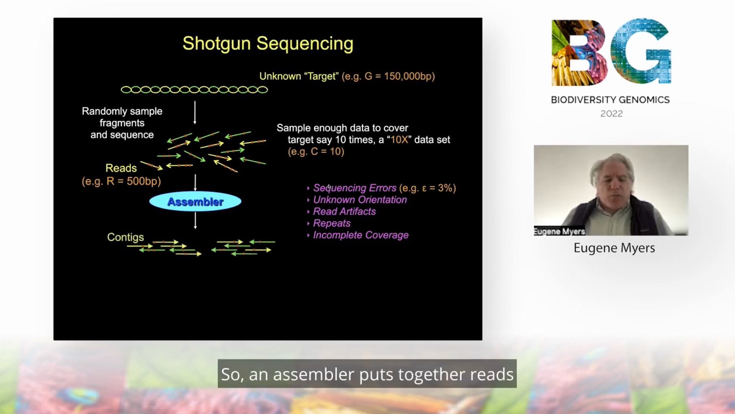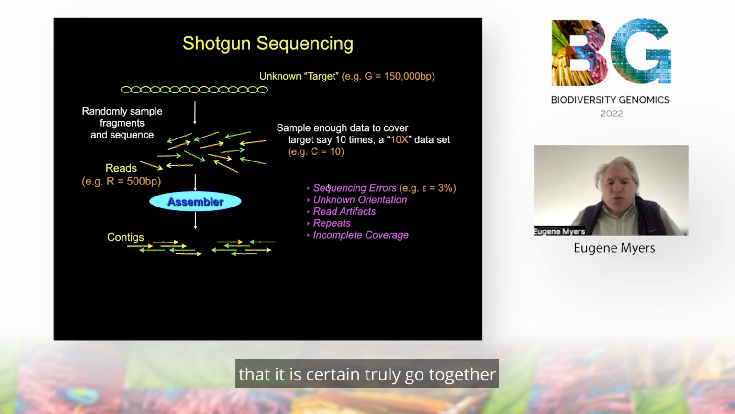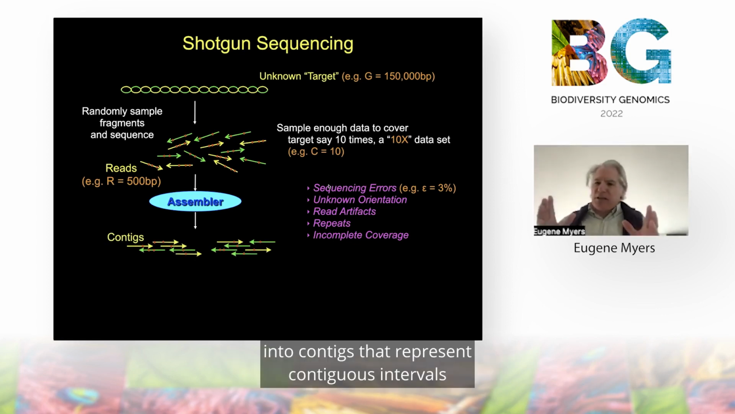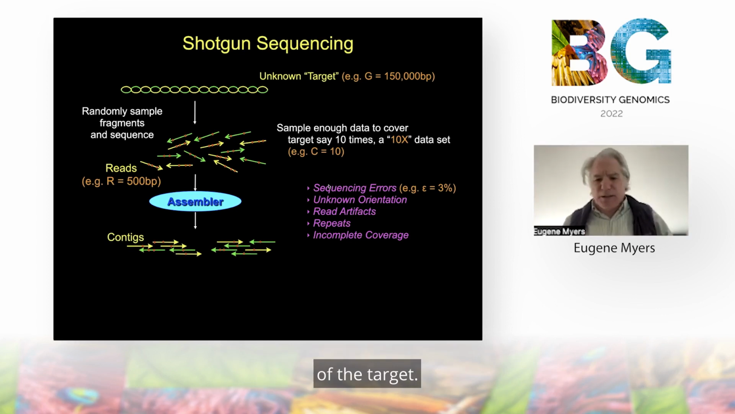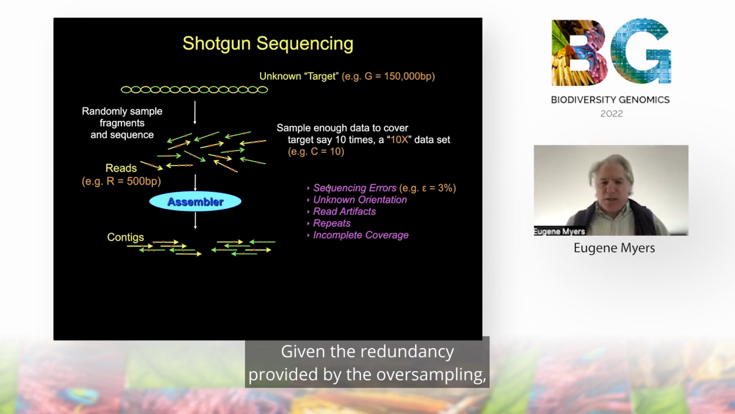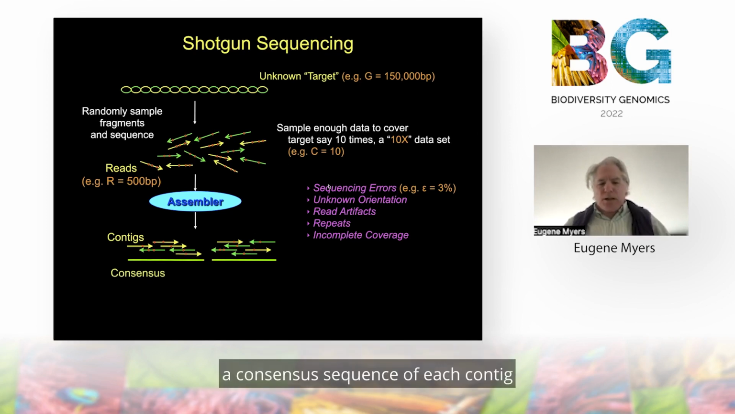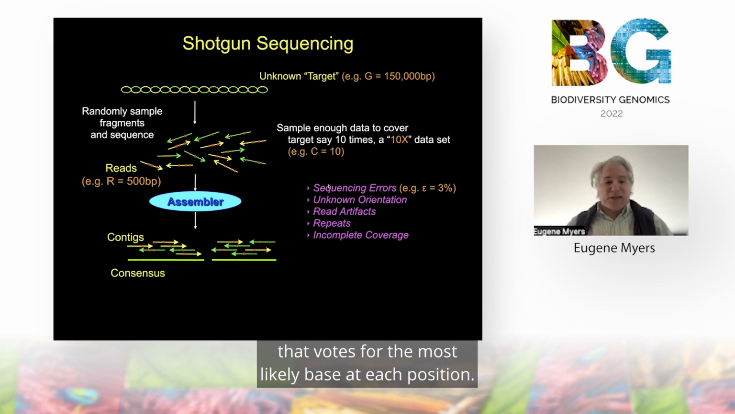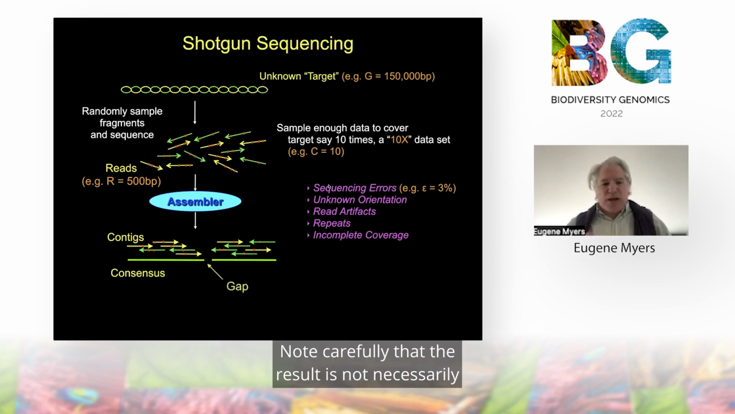So an assembler puts together reads that it is certain truly go together into contigs that represent contiguous intervals of the target. Given the redundancy provided by the oversampling, a consensus sequence of each contig is produced by multi-alignment that votes for the most likely base at each position. Note carefully that the result is not necessarily a single contiguous reconstruction of the target. Gaps occur either because there is no data or because the assembler could not resolve the region unambiguously.